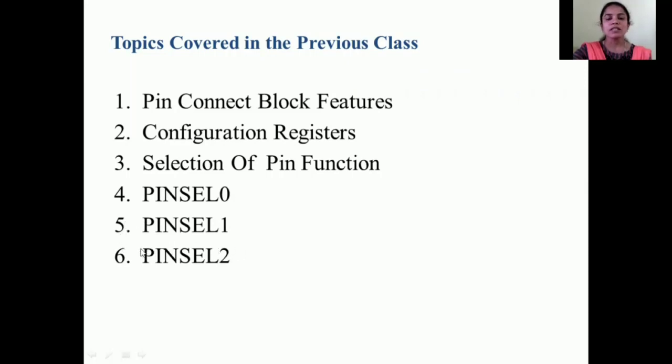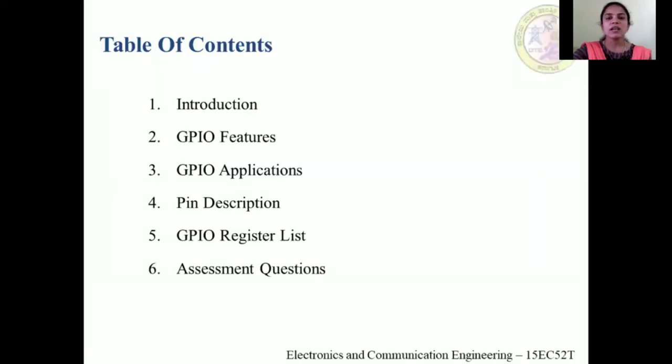The next register, pin select 2, is used to control the port 1 pins, from port 1.16 to port 1.31. In the pin select 2 register, only 2 bits are used, that is bit 2 and bit 3. Bit 2 controls the pins from port 1.26 to port 1.31 and bit 3 controls the pins from port 1.16 to port 1.25. In this session, we are going to discuss the GPIO.